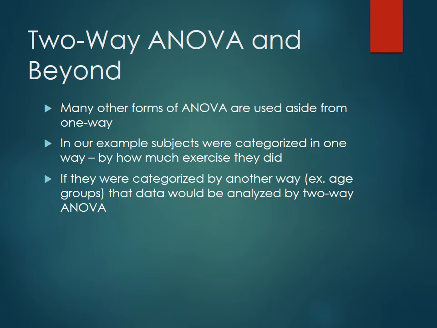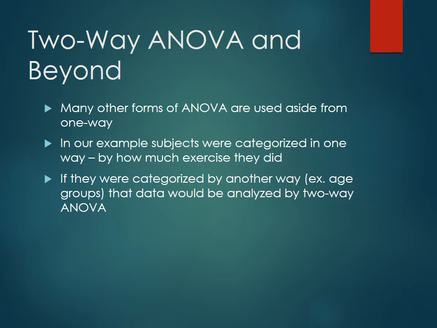So you can certainly have some other varieties. There are many other forms that can be used aside from just the one way. In our example, subjects were categorized in just one way, just by how much exercise they did. So you could also have multiple types of categorizations for those patients.